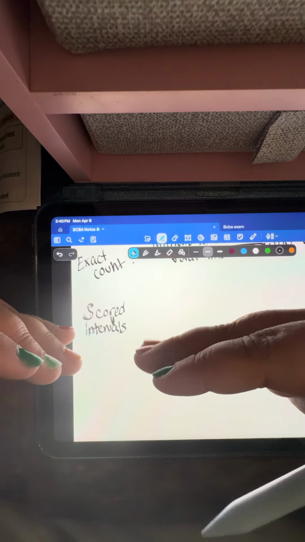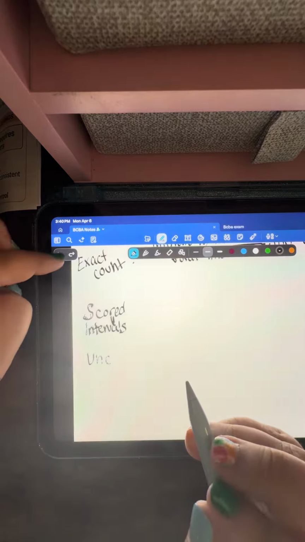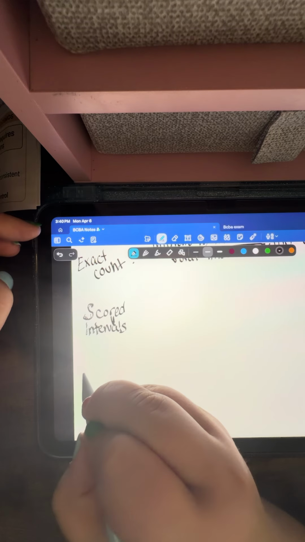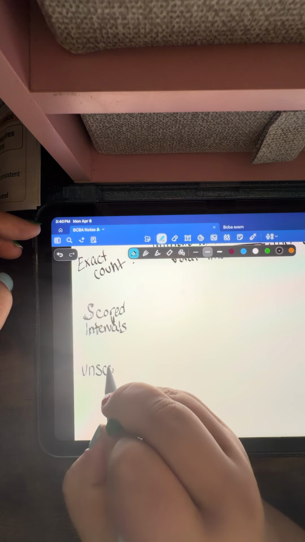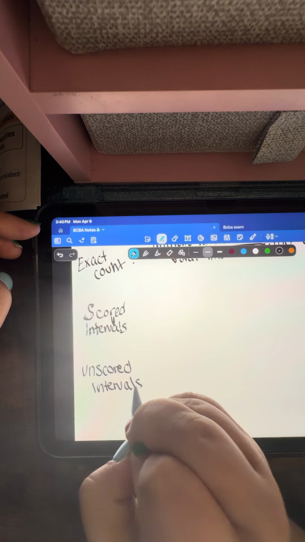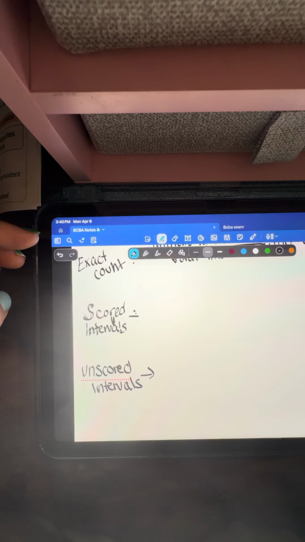Scored intervals. And we have unscored intervals as well. Scored intervals. When are we going to use scored intervals?